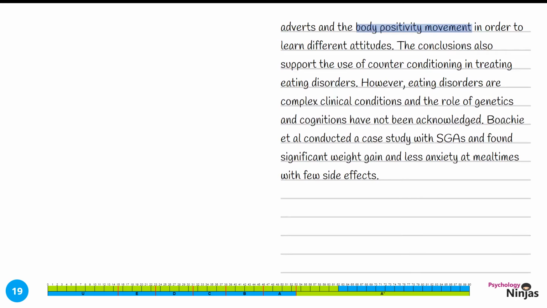Boakye et al. conducted a case study with SGAs, second-generation antipsychotics, and found significant weight gain and less anxiety at mealtimes with few side effects. In our counter-argument, we've talked about other things that might affect eating disorders other than role models, and it's clear here that we've given a range of examples.